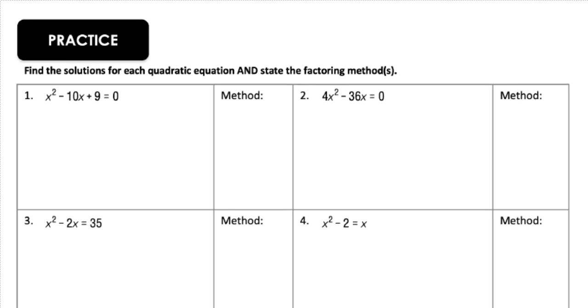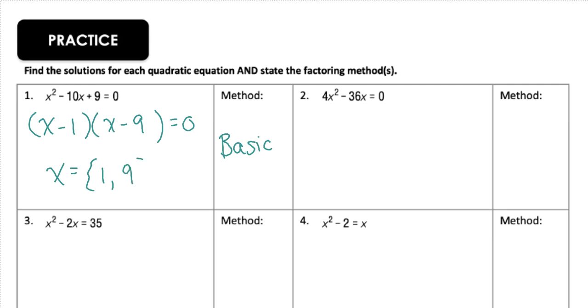Okay. So looking at our practice page here, we are going to go through and practice these. I would encourage you to pause the video and try them on your own and then come back and check your work. So for this first one, looking at it, it's not perfect squares. I don't have an a value where I need to slide and divide, so this is just going to be the basic method. I'm looking for two numbers that multiply to 9 and add to -10. So that's going to be -1 and -9. So my solutions are going to be +1 and +9.